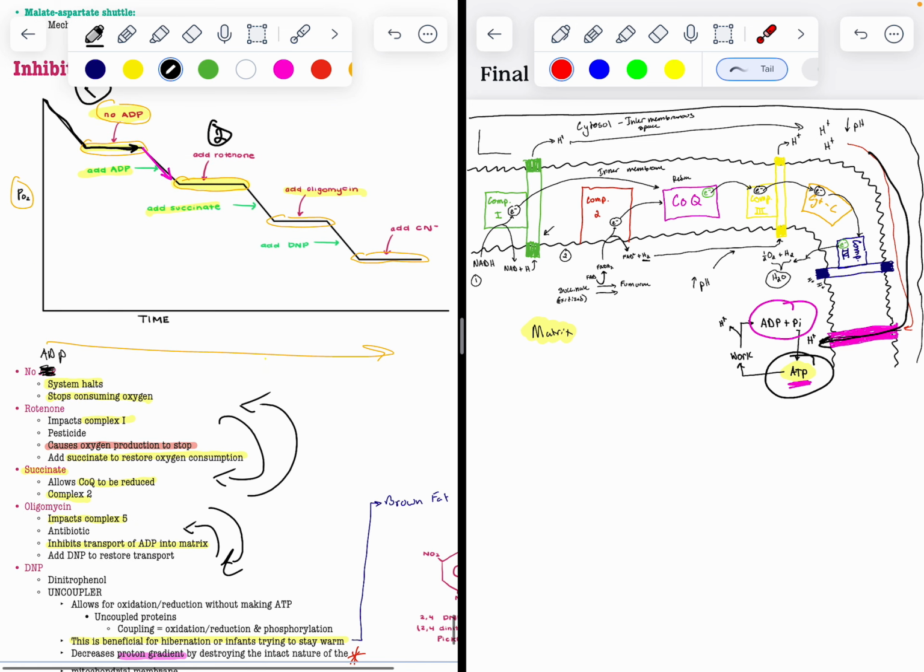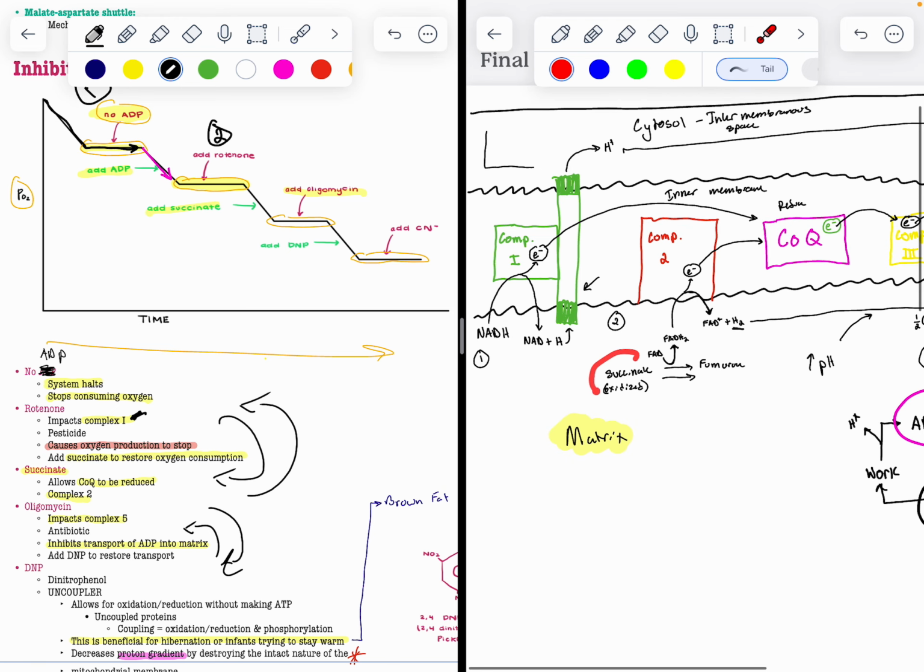All we need to know is it impacts complex 1, so it shuts down complex 1 over on this side. So if complex 1 is shut down and we're not consuming any oxygen, how do we get this system functioning again so we can start using up this oxygen? Well, all we do is add succinate, because if we look, complex 1 and complex 2 both go to the same area. So if we shut down this complex over here, we just have to activate complex 2 to still get electrons over to CoQ.